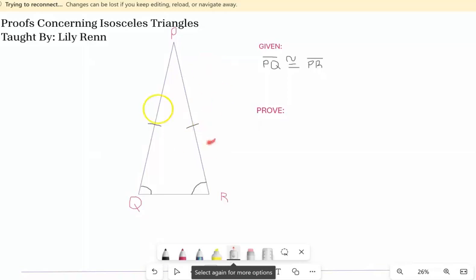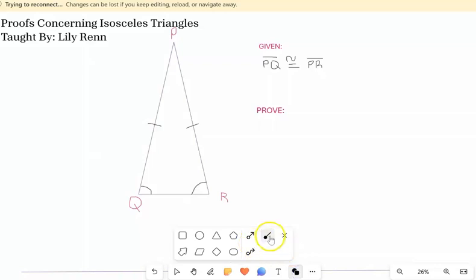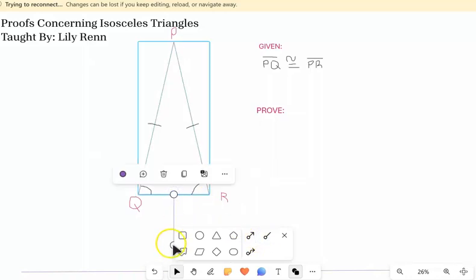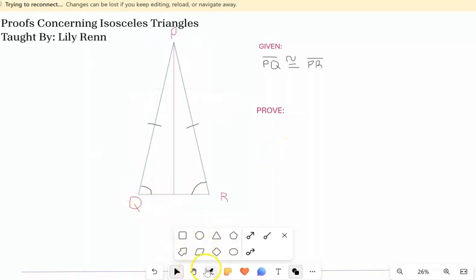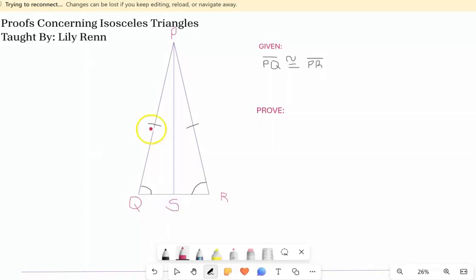So here's how we prove it. We're going to construct a second triangle inside of this one by finding the midpoint. So looking on the base, we're going to draw a line right from the midpoint right here all the way up to the top of the triangle. Perfect. And I'm going to label this point S. This gives us two triangles, triangle PQS and triangle PRS.